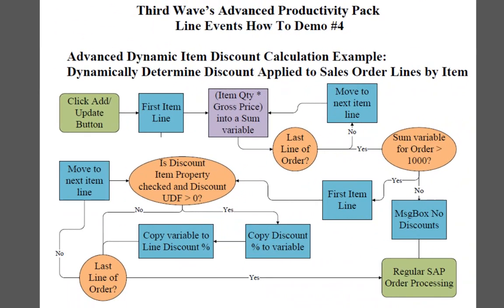The next example that we're going to look at is how to calculate a discount based upon fields on the item master.